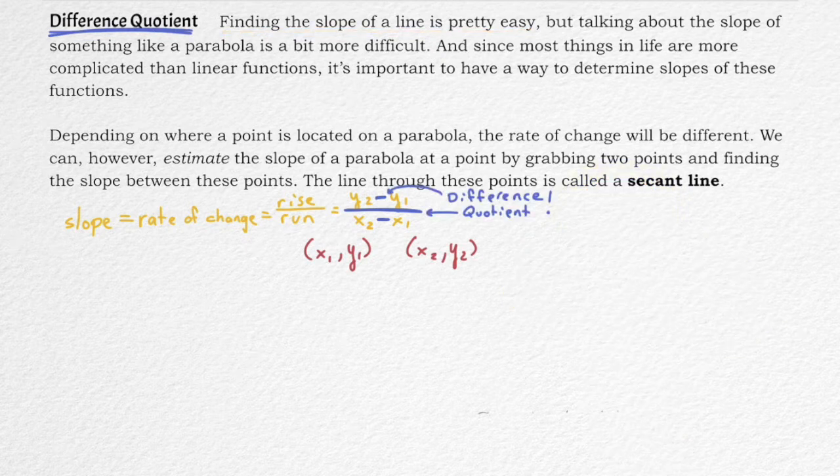It says finding the slope of a line is pretty easy, but talking about the slope of something like a parabola is a bit more difficult. And since most things in life are more complicated than linear functions, it's important to have a way to determine slopes of these functions. Depending on where a point is located on a parabola, the rate of change will be different. We can, however, estimate the slope of a parabola at any point by grabbing 2 points and finding the slope between these points. The line through these 2 points is called a secant line.